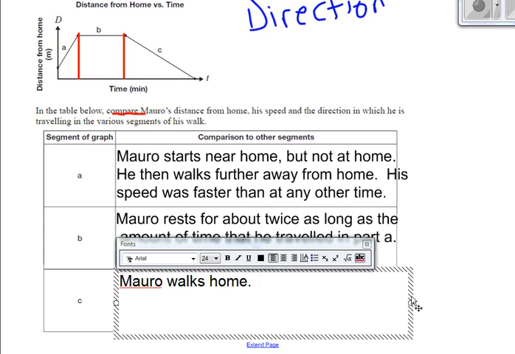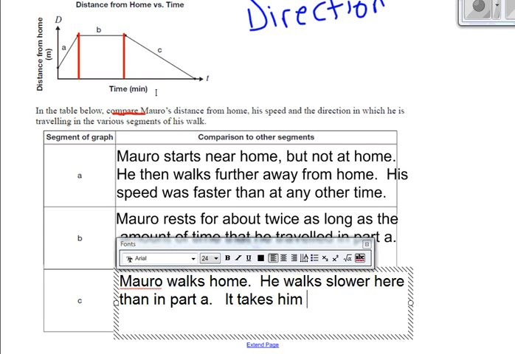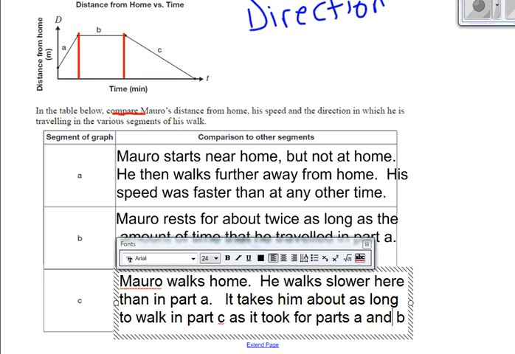Now, compare the speed. We already know that he walks slower here than in part A. We also know, and look at the time that it takes to do part C compared to B or A. So it almost takes him double the time. It almost takes him the entire time to walk home as it did for him to walk there and rest. So what should I say? It takes him about as long to walk in part C as it took for parts A and B combined.